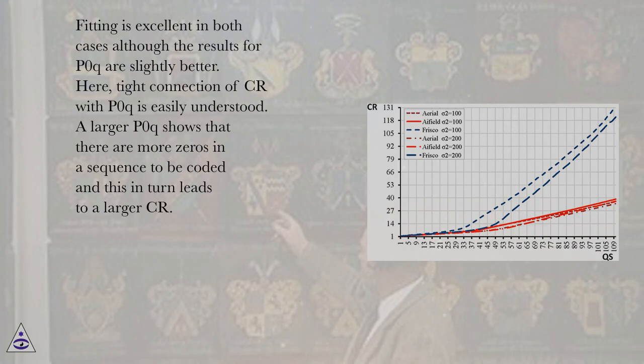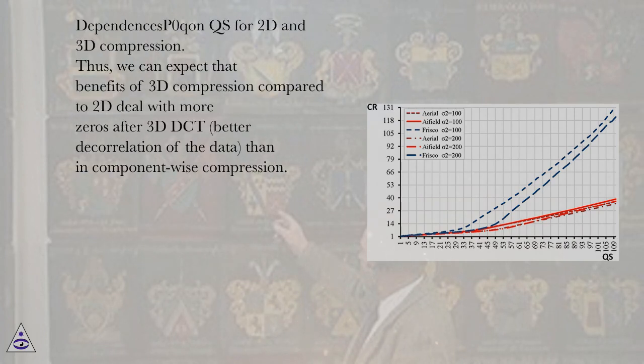Here, the tight connection of CR with P0Q is easily understood. A larger P0Q shows that there are more zeros in a sequence to be coded and this in turn leads to a larger CR. Dependence of P0Q on QS for 2D and 3D compression. Thus, we can expect that the benefits of 3D compression compared to 2D deal with more zeros after 3D DCT, better decorrelation of the data, than in component-wise compression.